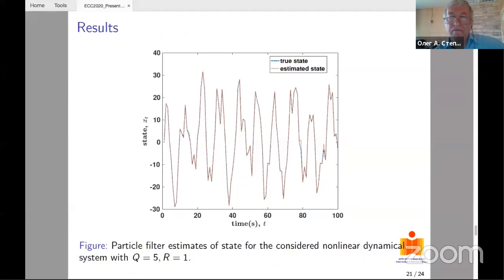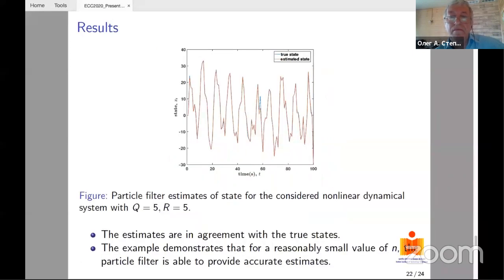Here is the result for the case when q is equal to 5 and r is equal to 1. And here is the result for the case when q is equal to 5 and r is equal to 5. We see that in both cases, the estimates are in agreement with the true states. And our current example also demonstrates that for a reasonably small value of n, the particle filter is able to provide accurate estimates.